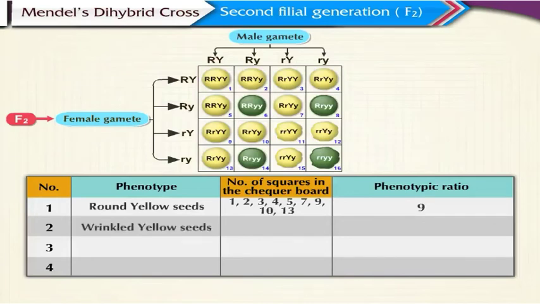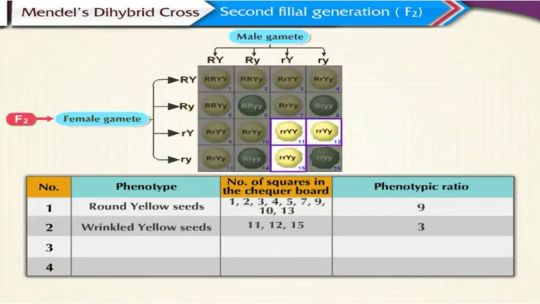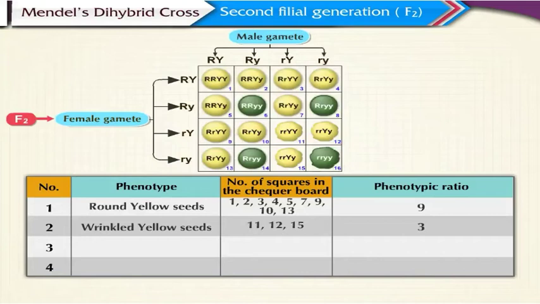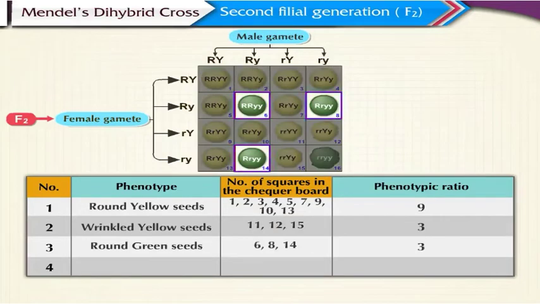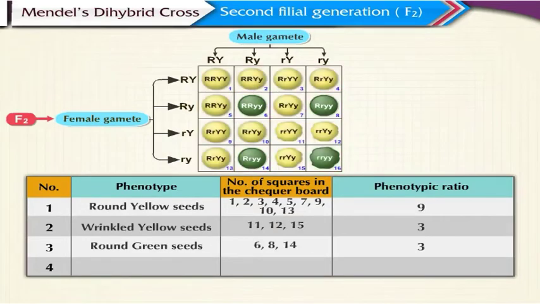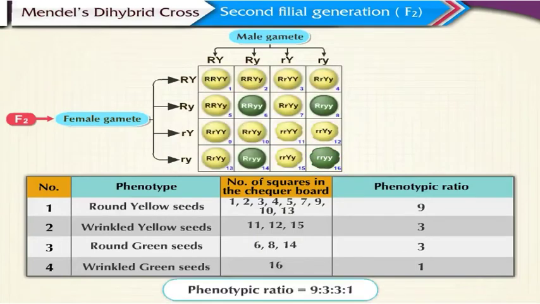Wrinkled and yellow phenotype of the seeds is observed in a total of 3 squares on the checkerboard numbered 11, 12, and 15. Round and green phenotype of the seed is observed in a total of 3 squares on the checkerboard numbered 6, 8, and 14. While the wrinkled and green phenotype is observed in only 1 square numbered 16. Thus, the phenotype ratio of the F2 plants is 9:3:3:1.